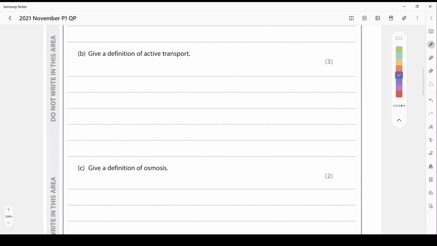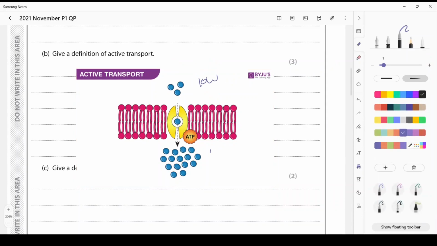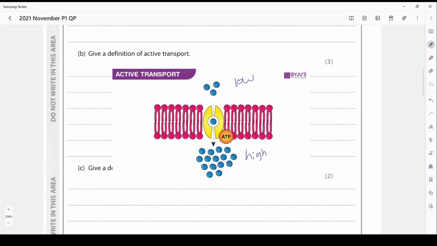That's the second mark. Okay, part B, it says give a definition of active transport. So active transport is against the concentration gradient, so it's from low to high. I've included a diagram here. Again, it's going from a low concentration to a high concentration, and it requires energy. You can think about it as pushing a boulder up a hill. If diffusion is pushing a boulder down the hill, active transport is pushing a boulder up a hill. It requires ATP, which is the energy currency in our cells. And not only that, but it also requires carrier proteins. So let's write that here.